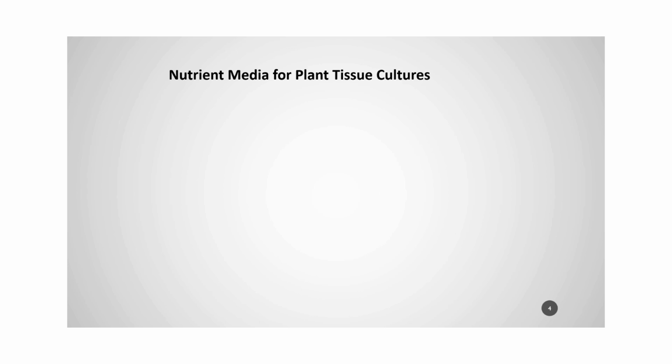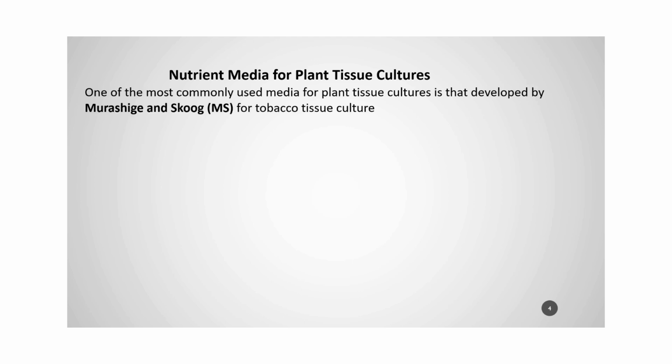Nutritional, that means nutrient media for plant tissue cultures. One of the most commonly used media for plant tissue culture is that developed by Murashige and Skoog, the MS media. In books they used to say MS media. First it was developed for tobacco tissue culture. First we should know the functions of media.